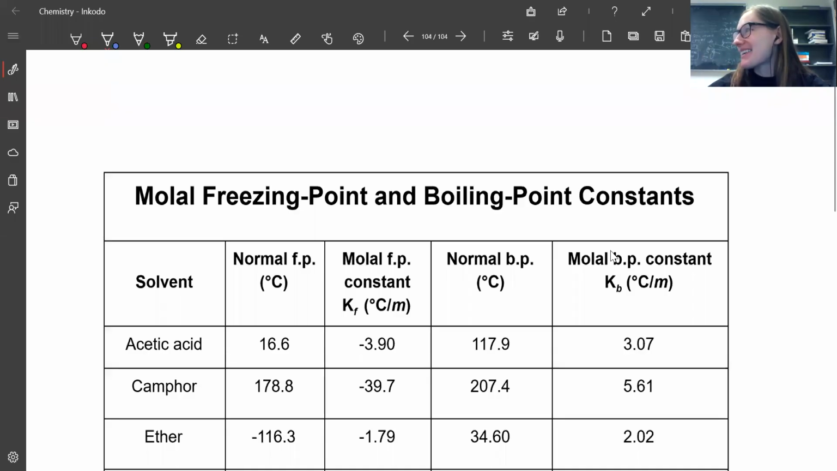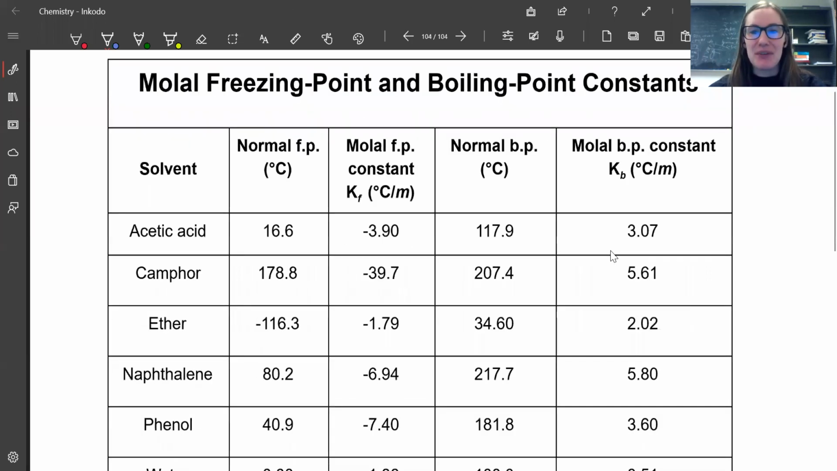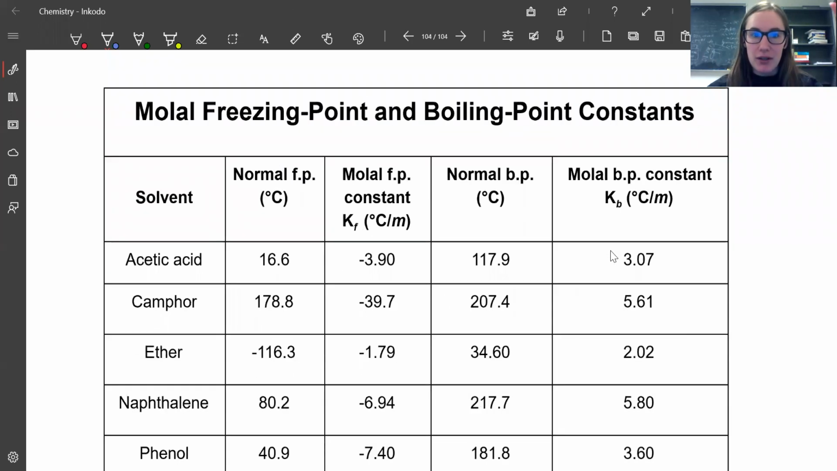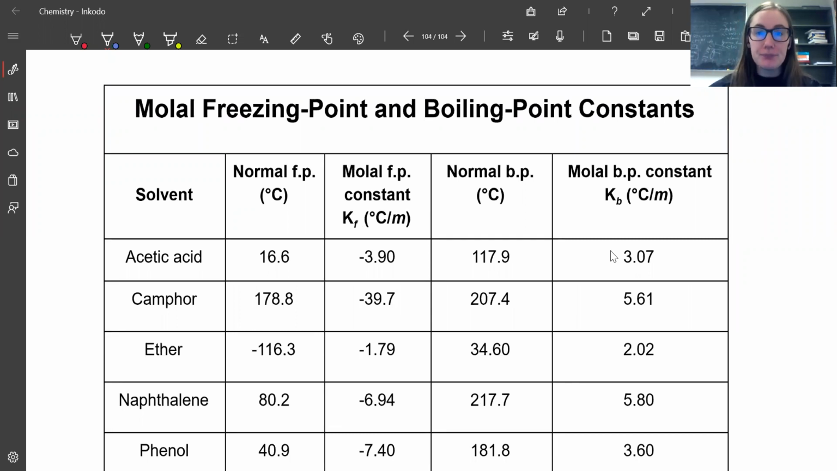So we're going to talk about colligative properties today, specifically the calculations that go along with it. So I'm going to jump over to this nice little table here. Okay, so colligative properties, specifically we're going to talk about freezing point and boiling point.